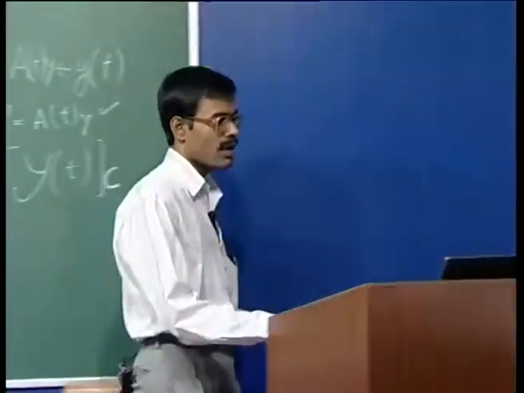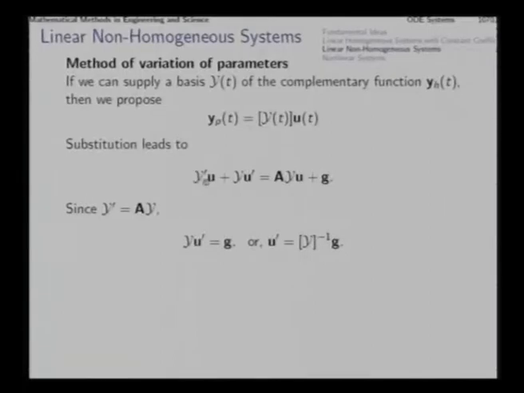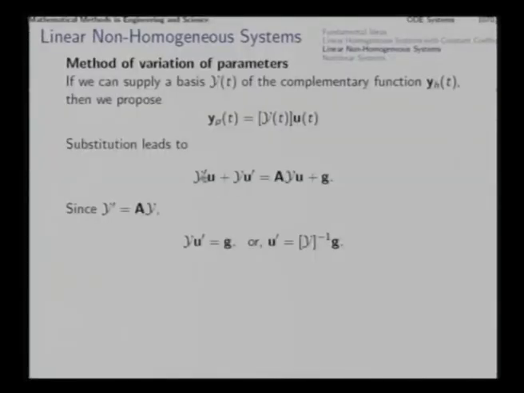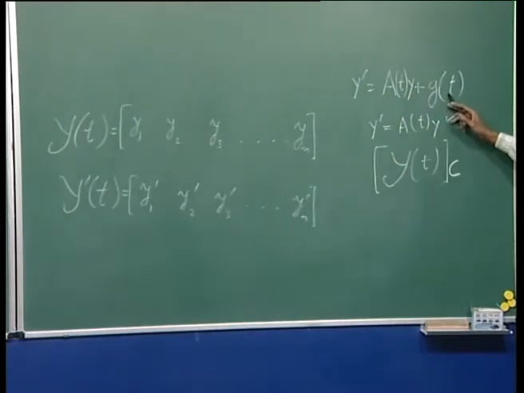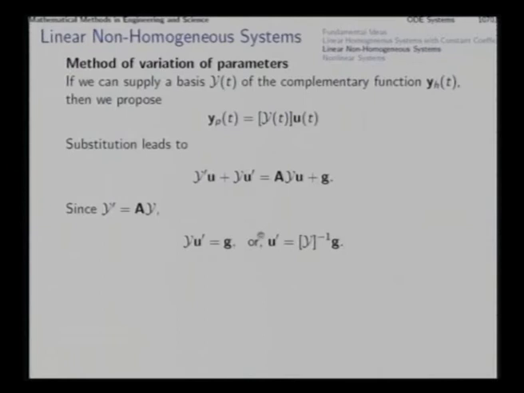So, in this equation here, Y prime u will cancel exactly with A Y u, because this entire matrix Y prime is nothing but A into this matrix Y. So, this term and this term will cancel out. And then after these two terms are gone, we have capital Y u prime equal to g. Here u prime is the unknown function that we would like to determine, Y is the fundamental matrix that we already know, and g is the function that has come with the differential equation. So, from here we can solve for u prime, which is simply the inverse of the fundamental matrix multiplied with g.